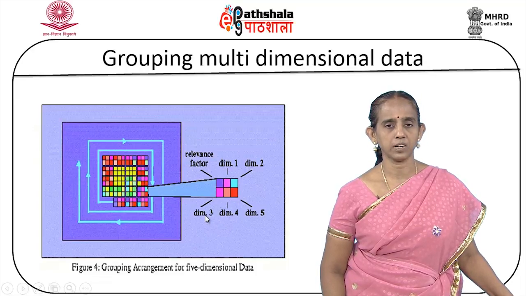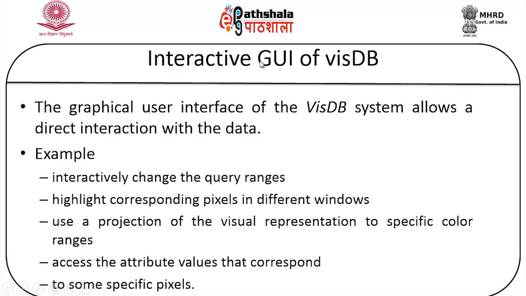Interactive GUI of VisDB. If you look at the interactive GUI of VisDB, the graphical user interface of the VisDB system allows direct interaction with the data. Examples are: we can interactively change the query ranges, we can highlight corresponding pixels in different windows, we can use a projection of the visual representation to specific color ranges, and we can access the attribute values that correspond to some specific pixels.